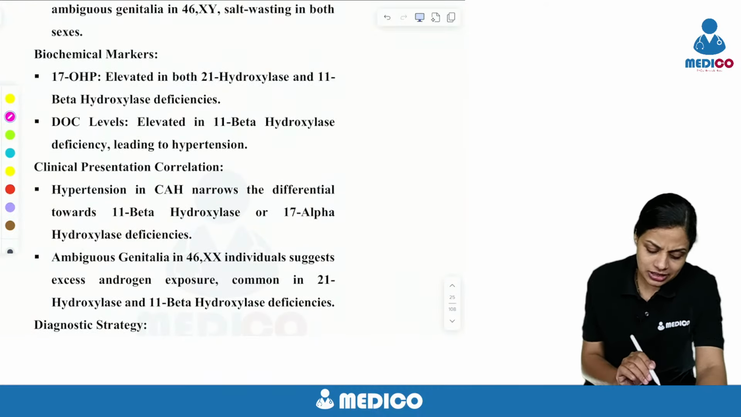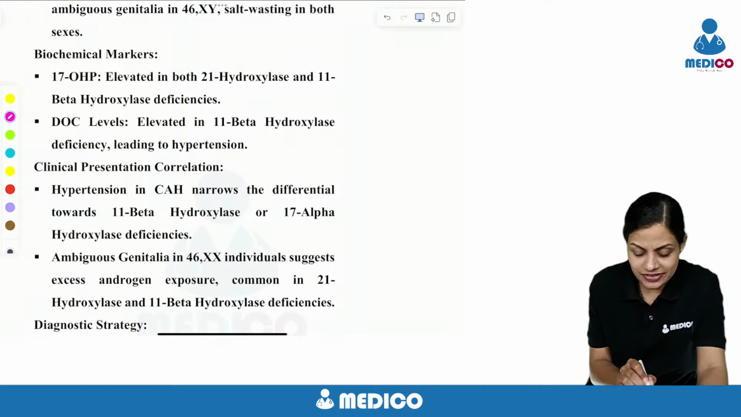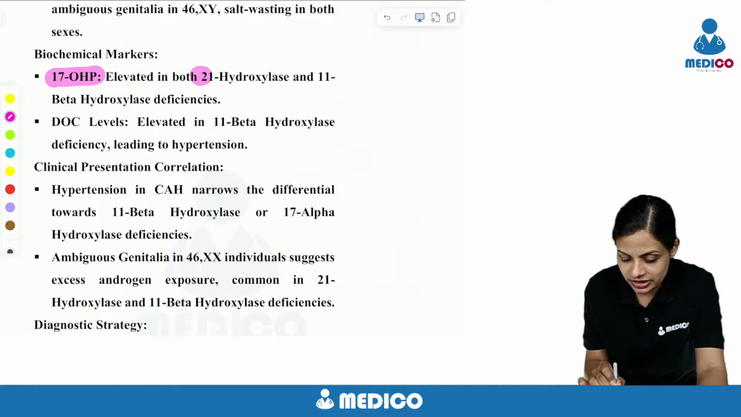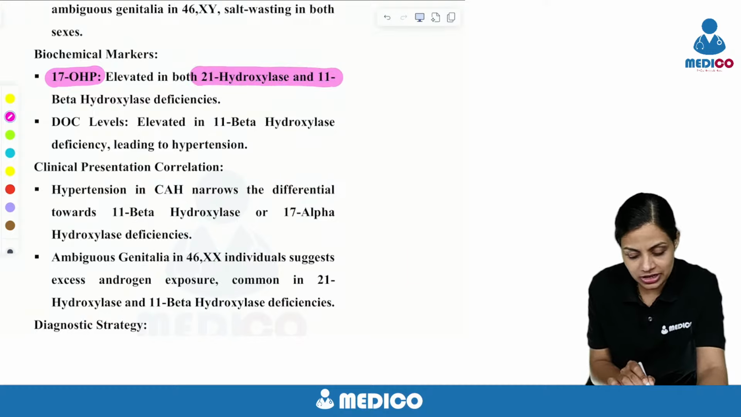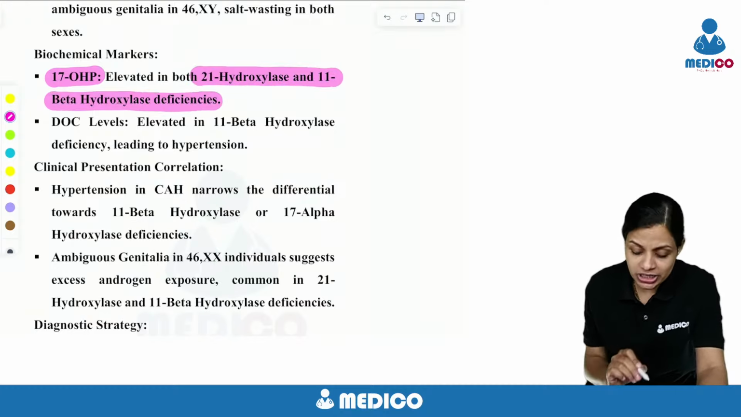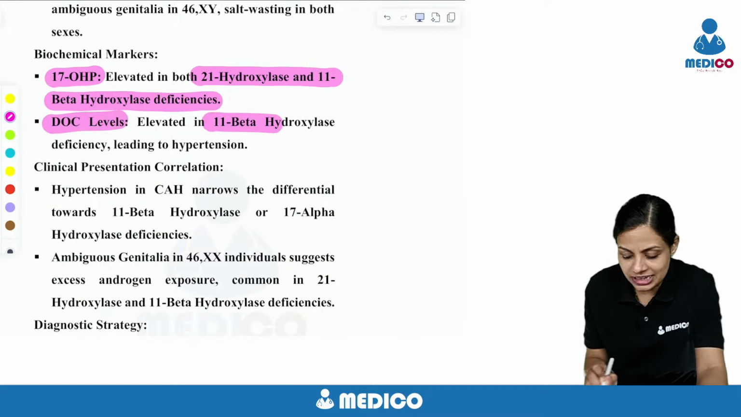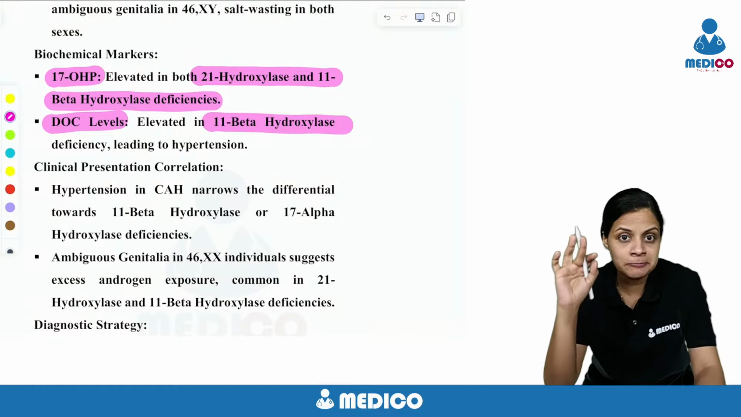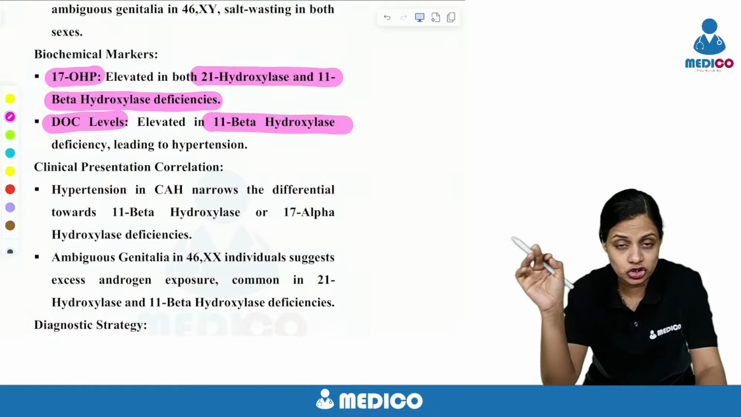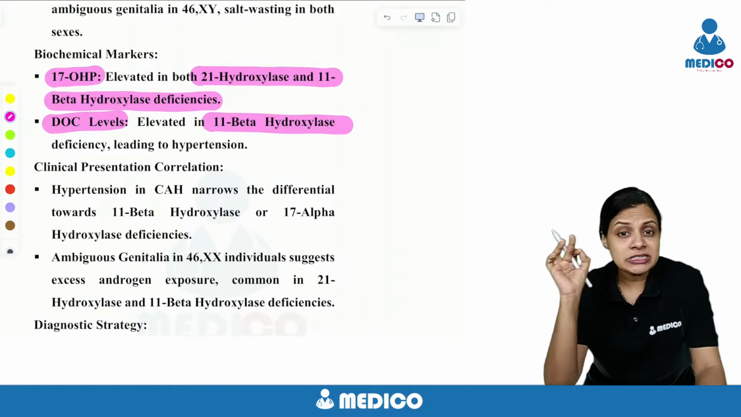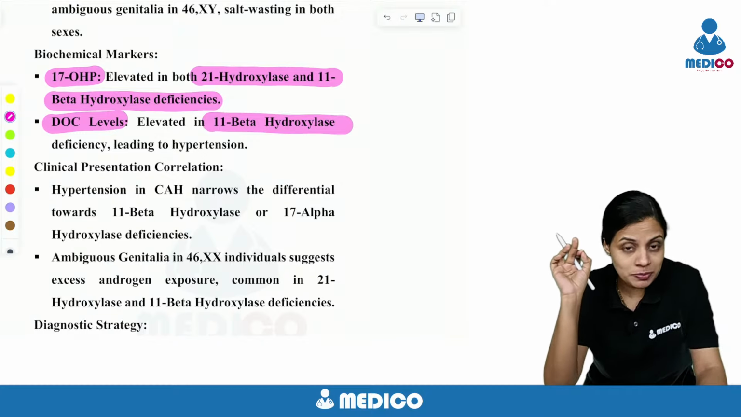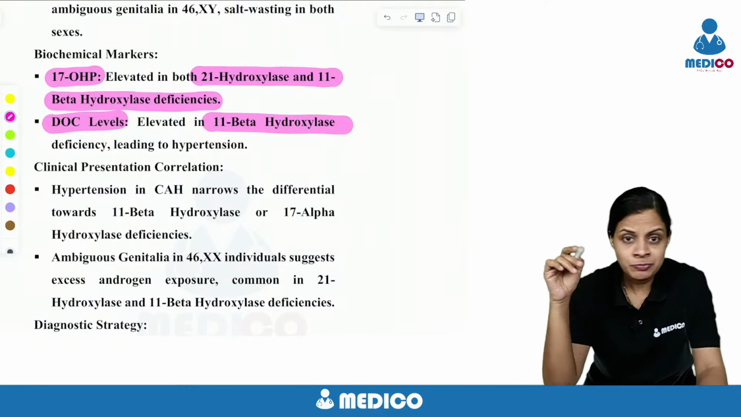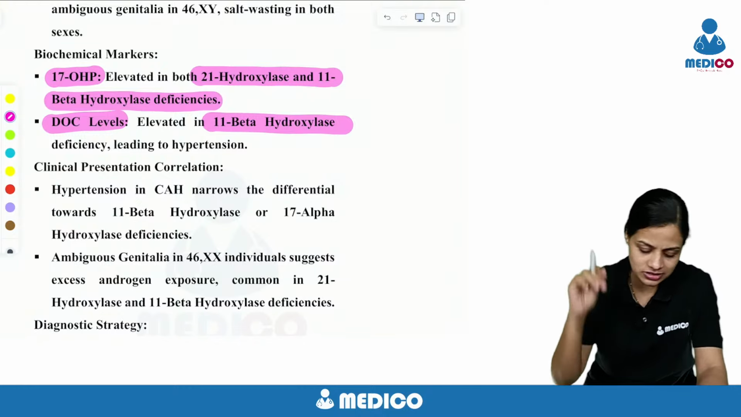Now let us just take a look at the biochemical markers. 17-OHP is the one that has been elevated here. It is elevated in both 21-hydroxylase and 11-beta-hydroxylase deficiencies, while DOC levels are elevated only in 11-beta-hydroxylase. That has not been mentioned here. They have only mentioned 17-hydroxyprogesterone. But since they have specifically said that the child has got persistent hypertension, your answer should be 11-beta-hydroxylase. I hope you understood how we reached that answer, right?